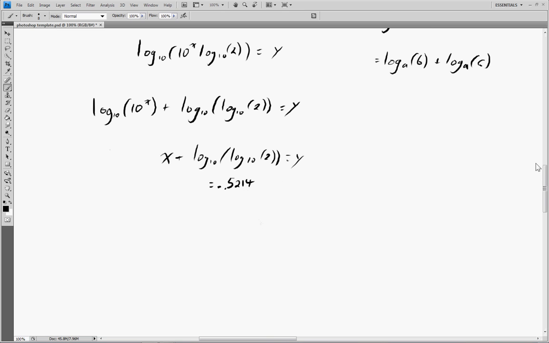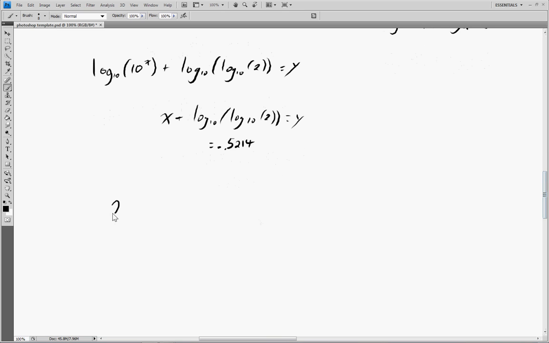So what was our original equation here? It was 2 to the power of 10 to the power of 10 is equal to 10 to the power of 10 to the power of what? Well, this is our x here, and 10 minus 0.52 is going to be something like, what is it? 9.48, yeah.